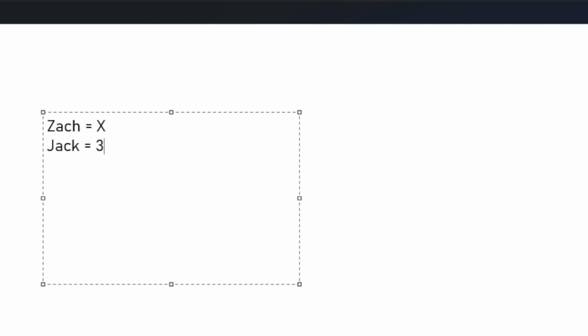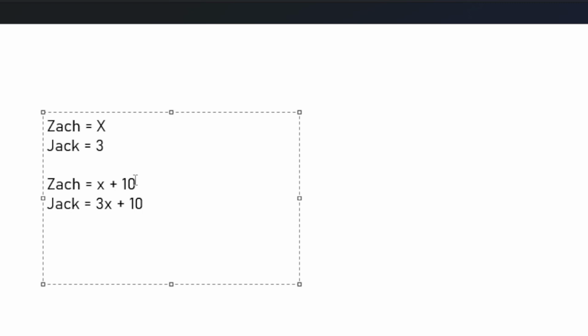So secondly, next we think about their ages in 10 years. In 10 years, Zach's age will be x plus 10, and Jack's age will be 3x plus 10.